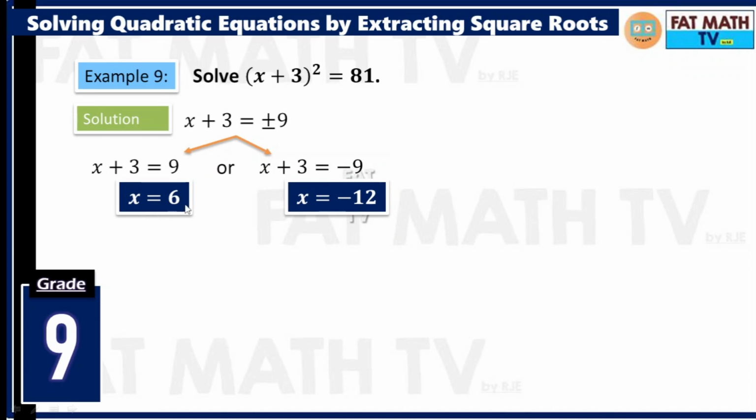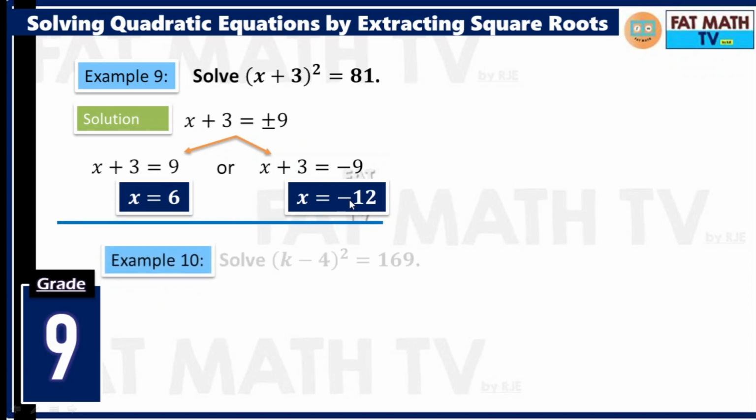To check if your answer is correct, you can replace 6 in the original equation. 6 plus 3, that's 9. 9 squared is indeed 81. If your x is negative 12, negative 12 plus 3 is negative 9. Negative 9 squared is also 81. Meaning to say these two answers are correct.